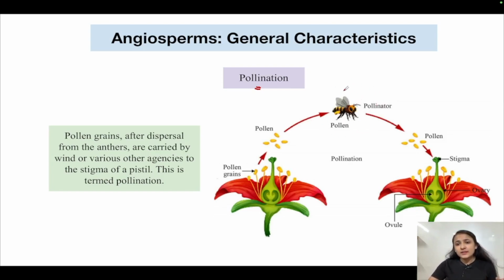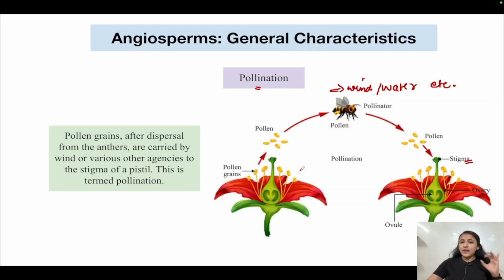Here an insect pollinator is being represented, but it could be wind also, it could be water also, or any other pollinating agent. So these are being carried via the pollinator to the stigma of the pistil. See, this is the pistil that is present. This transfer of the pollen grains from the anther to the stigma of the pistil is referred to as pollination.